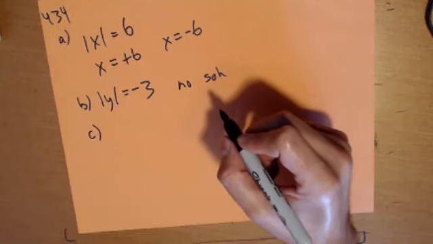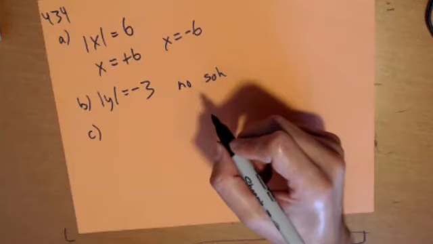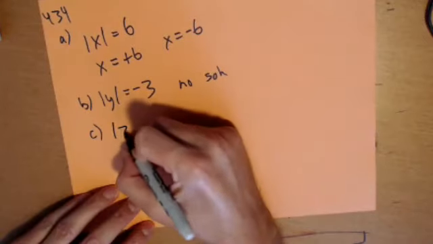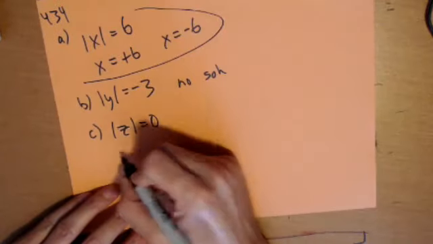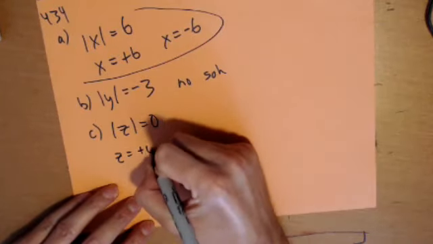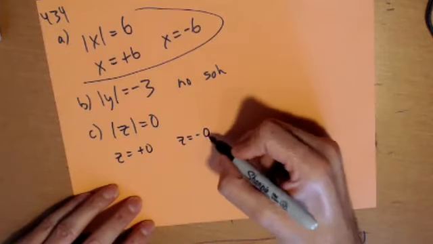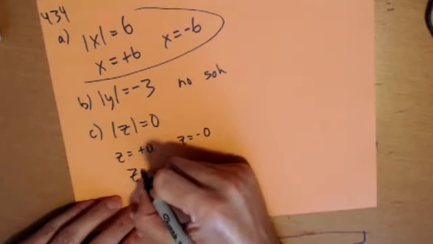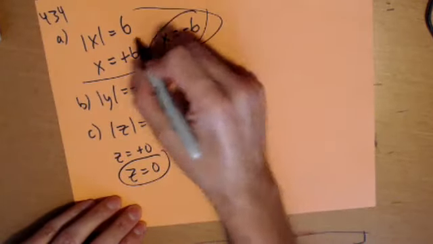And then for part C, they give us the absolute value of z is equal to 0. So if we solve it like we did up here, you'd say, okay, z is equal to positive 0 and z is equal to negative 0. And then you go, well, there's no positive 0 or negative 0, it's just 0. So z is equal to 0. Okay, so those are my two answers for part A.